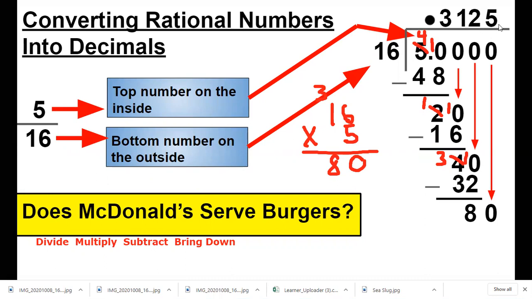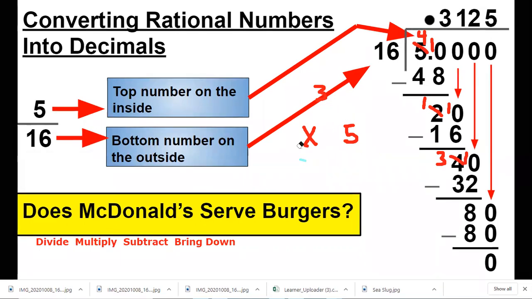And now we multiply 5 times 16. That gives us exactly 80. Now we subtract. And we finally get a remainder of 0, right? We finally get that 0. So now we can stop. We have a terminating decimal. The decimal ends at a specific point. This is not a repeating decimal. It's a terminating decimal.